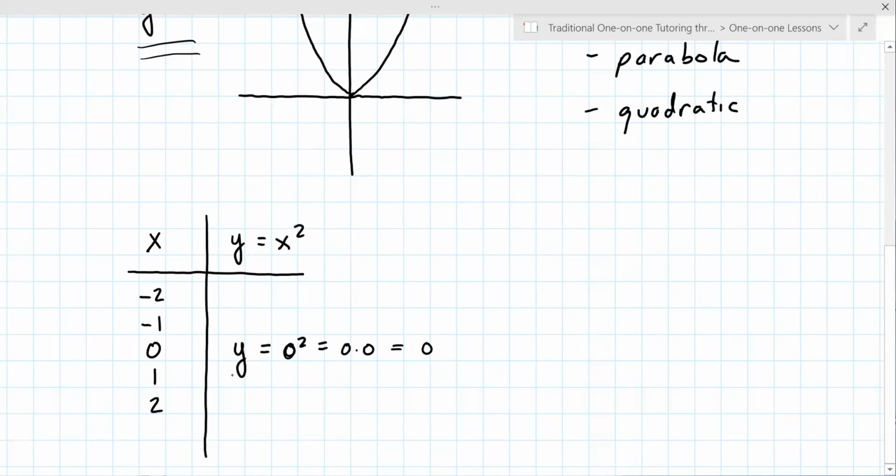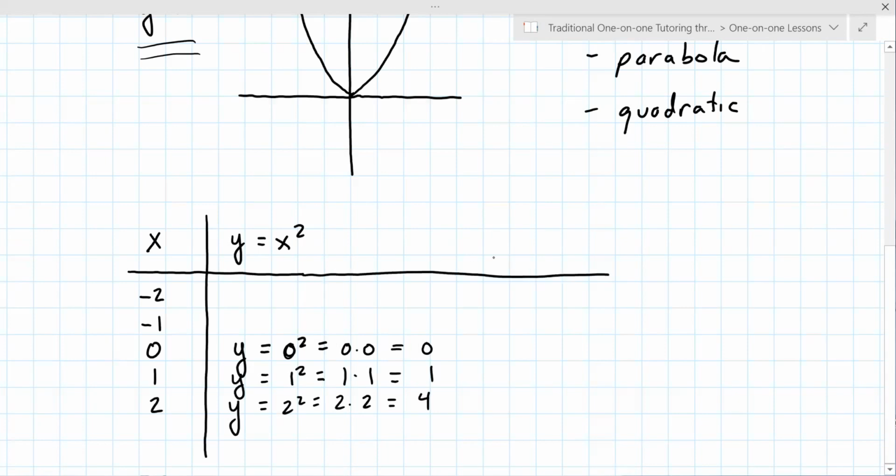Great. Now the next one here, it's y equals 1 squared. 1 squared is, what is 1 times 1? 1. And then y equals 2 squared, 2 times 2, which is 4. Okay, so this first row here creates an ordered pair. I think we've done this before. It creates the ordered pair x comma y, and the ordered pair 0 comma 0. This first 0 comes from x. The second 0 comes from y.